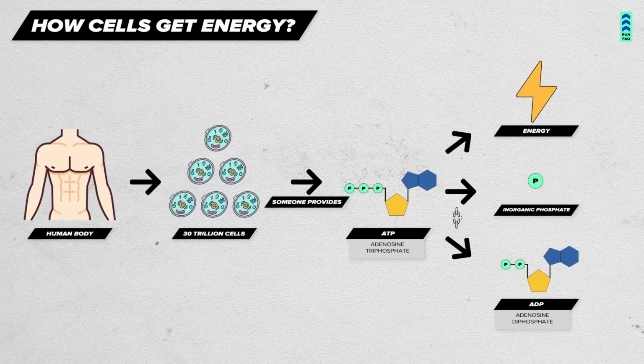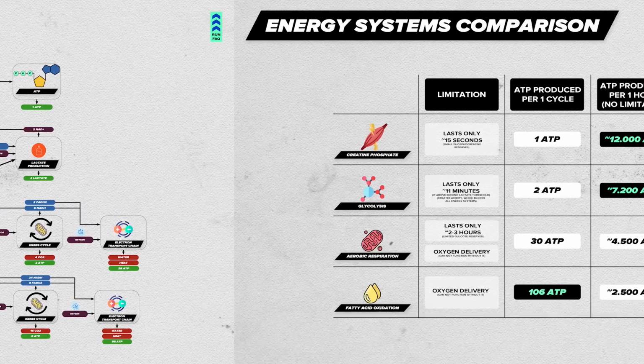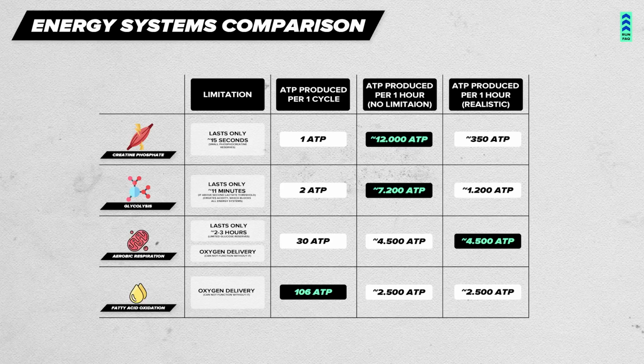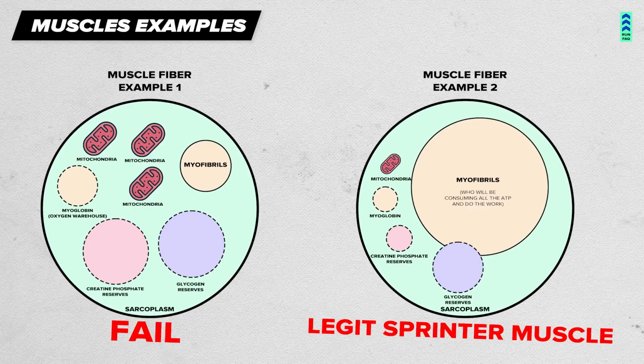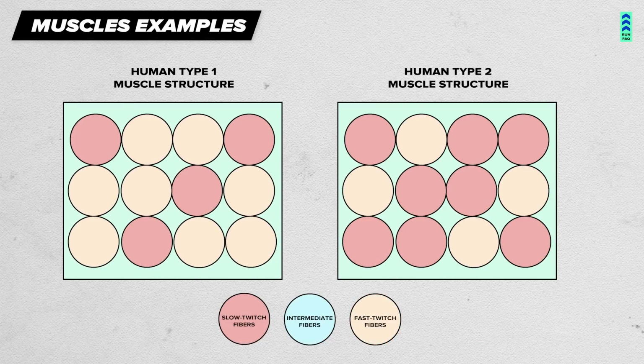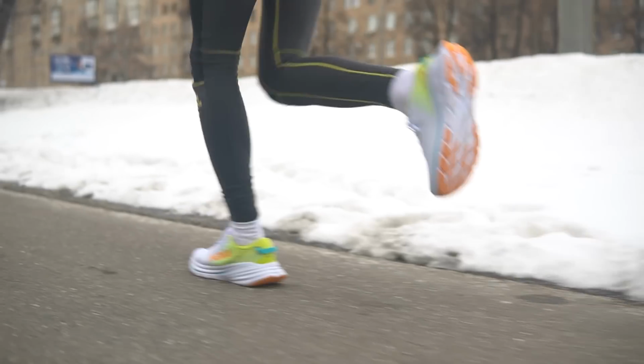All our cells get energy from ATP. Our body has 4 mechanisms to produce it. Some are faster, while others are more efficient. We explored which organs and structures are required to activate each mechanism. We also learned that developing one organ or structure can compromise another or reduce muscle strength, as the limited space within muscle cells prevents accommodating everything we might want. Finally, we examined the types of muscle fibers, which are essentially different combinations of the organs and structures necessary for various ATP production methods. This knowledge is the base.